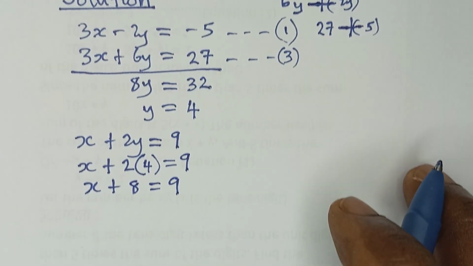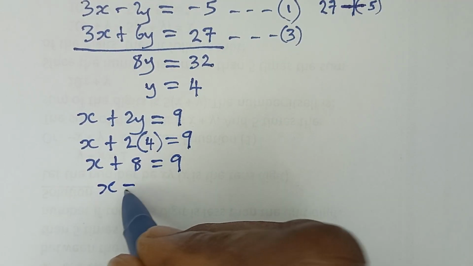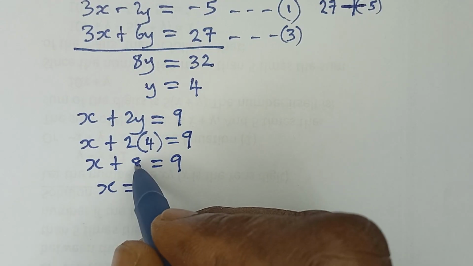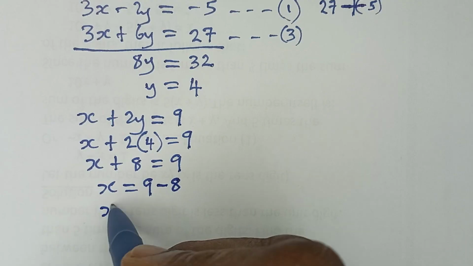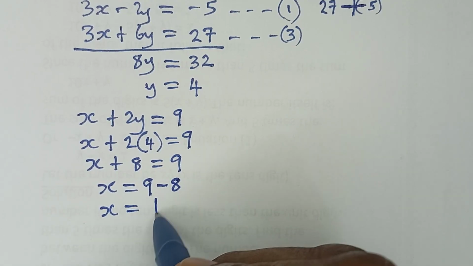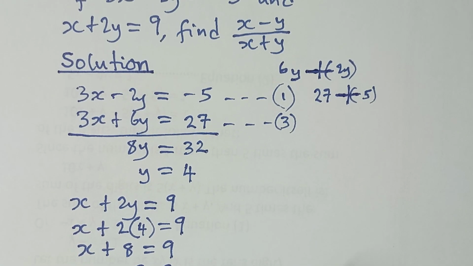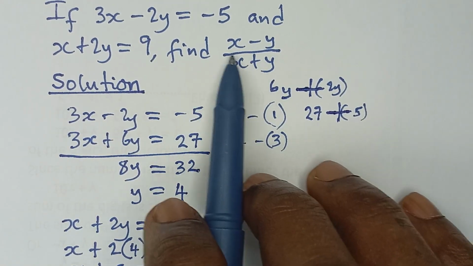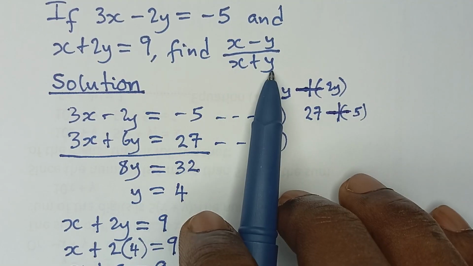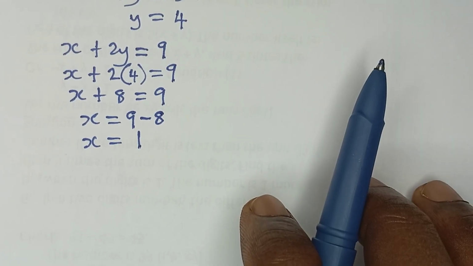So for me to get the value of x there, I'm going to simply take the 8 to the other side. So I'll say x is equal to 9, which is already on this side. This is positive 8. If it comes to this side, it becomes negative 8. And so finally I have x is equal to 1. So don't forget the value of y is 4 and the value of x is 1. But the question did not ask us to find only x and y. It says we should find the value of x minus y over x plus y. So that is what we are going to evaluate now.